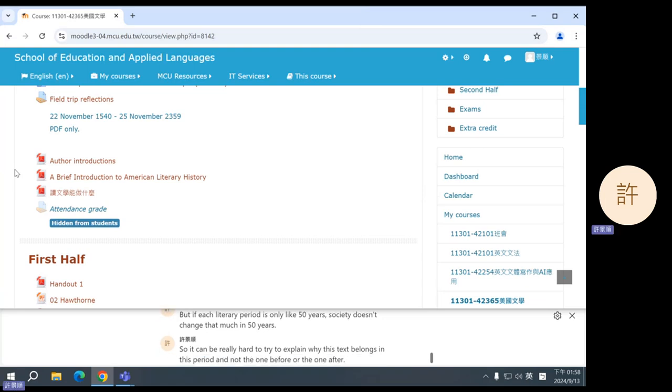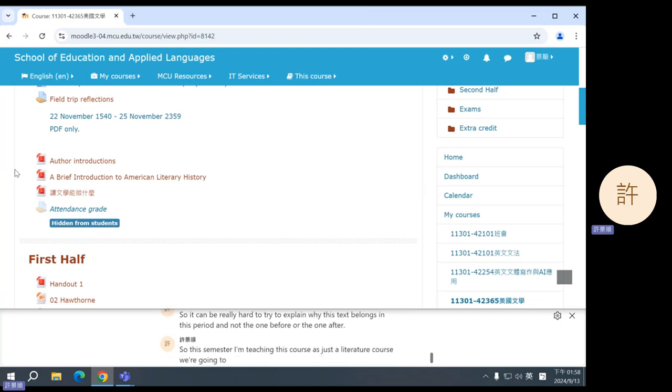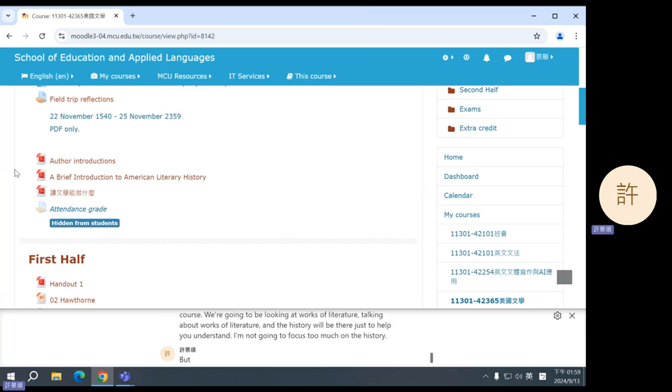So this semester, I'm teaching this course as just a literature course. We're going to be looking at works of literature, talking about works of literature, and the history will be there just to help you understand. I'm not going to focus too much on the history. But knowing some of the history does help you understand.